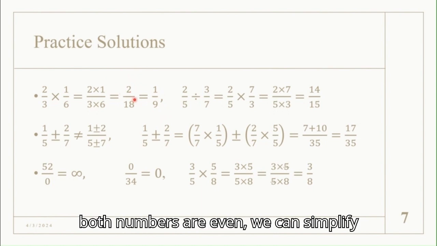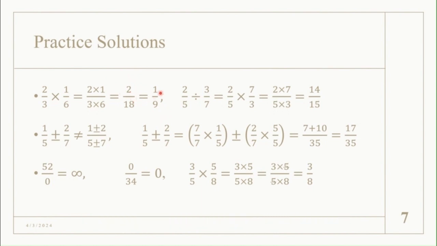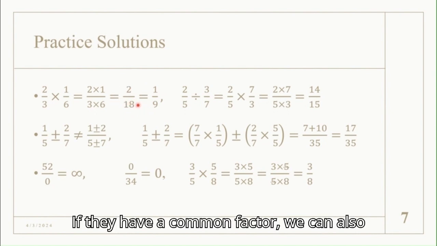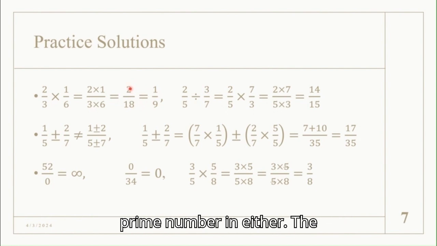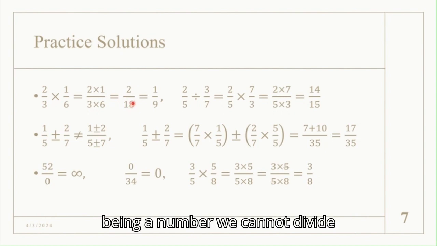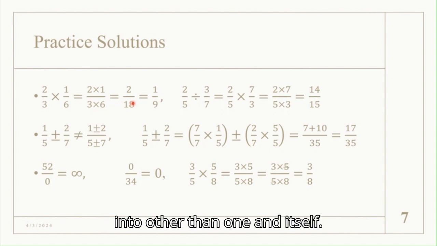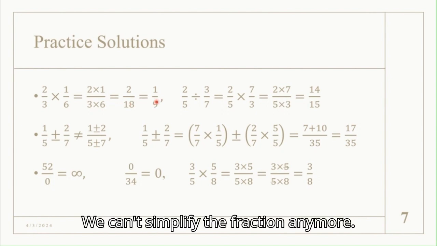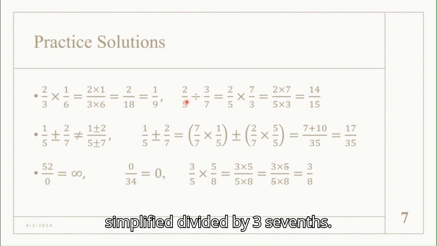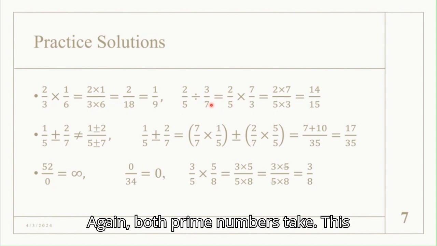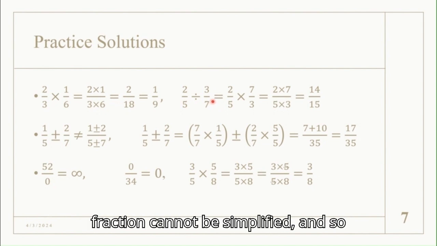If both numbers are even, we can simplify. If they have a common factor, we can also simplify. If we end up with a prime number in either the numerator or the denominator, a prime being a number we cannot divide into other than 1 and itself, we can't simplify the fraction anymore. And so we have 2/5, both prime numbers, they cannot be simplified, divided by 3/7. Again, both prime numbers, this fraction cannot be simplified.